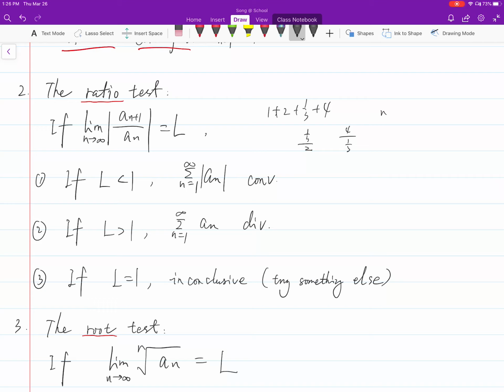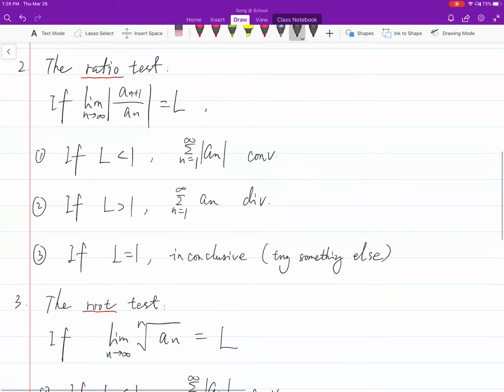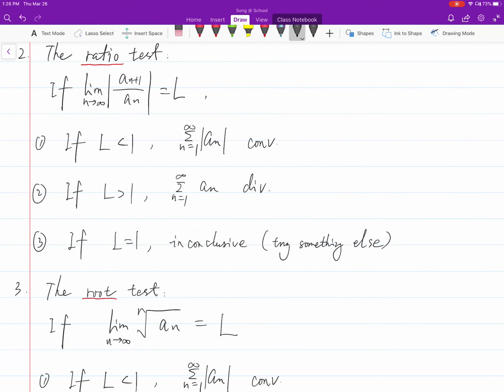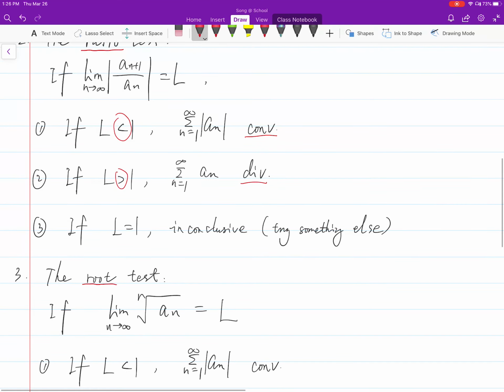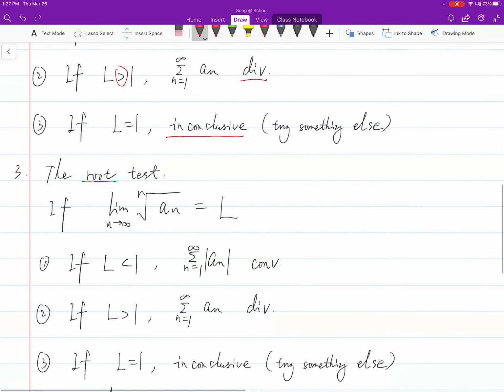If the limit of this ratio is a constant L, then the series is going to be absolutely convergent if this L is less than 1. If it's bigger than 1, it's divergent. If it's equal to 1, there's nothing you can say. Try something else. That is what we call inconclusive. That is called the ratio test.